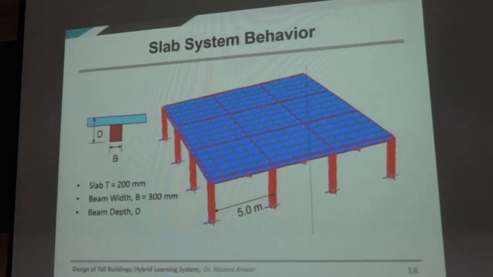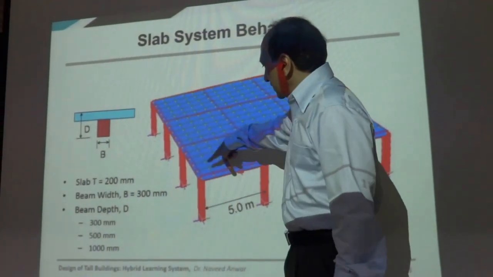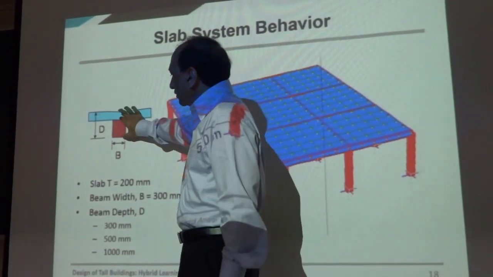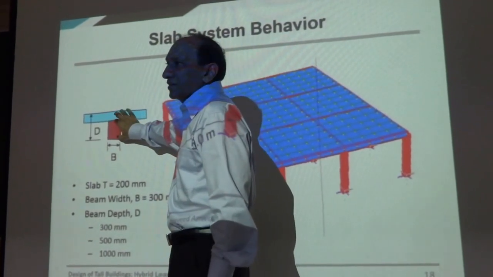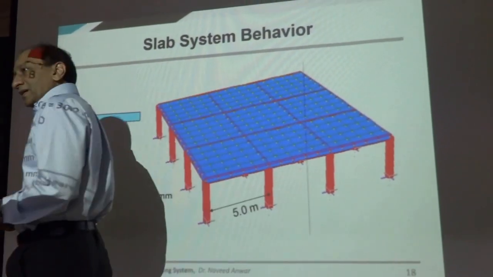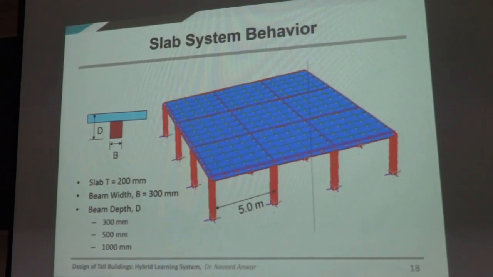Now we go to another slab system. We say this is a 5 meter slab, and this is a slab, and then let's study what will happen if we change the beam size and see how the load transfer will work here. And this is very important. Study.